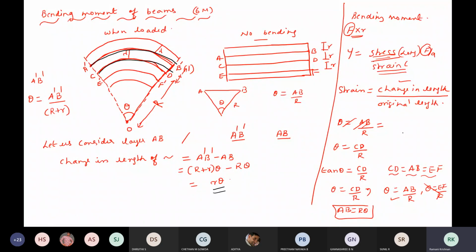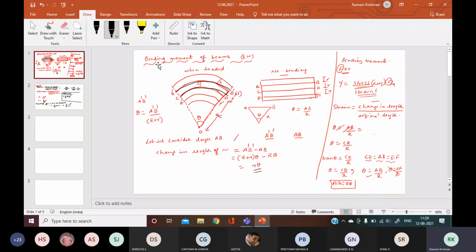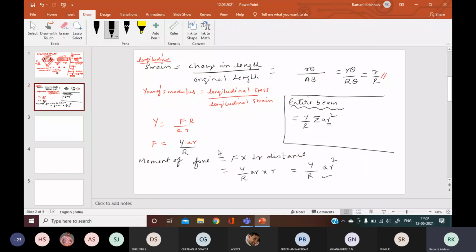The layer AB has got elongated to A'B', and CD remains the same, and E'F' has got contracted, and the layers are separated by a distance r. Suddenly I wrote A, where is that A? Here, when I write A, this is the area of cross section of the layer A, like that for each layer.